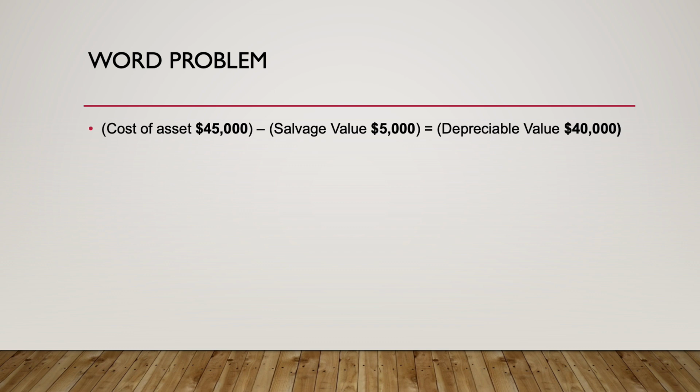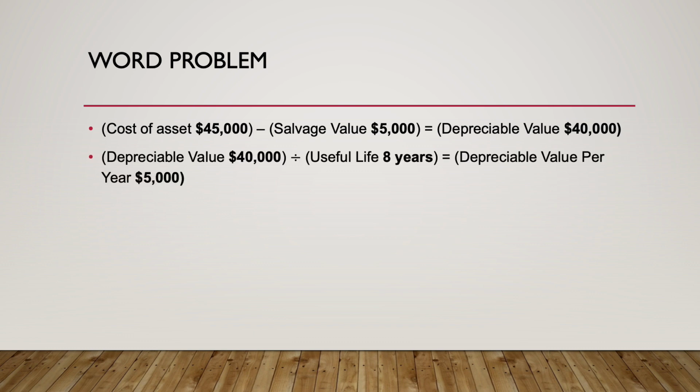Cost of the asset, $45,000. Take away the estimated salvage value, equaling a depreciable value of $40,000. To figure out the depreciable value per year, we're going to divide it by the useful life of the asset of 8 years. 40,000 divided by 8 is a depreciable value of $5,000 per year.